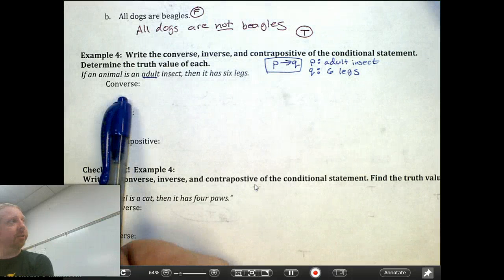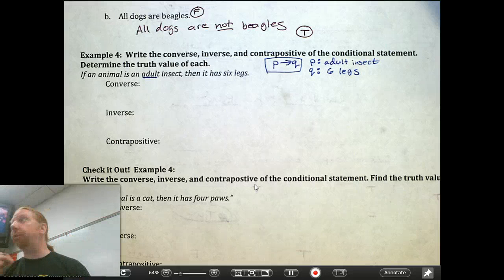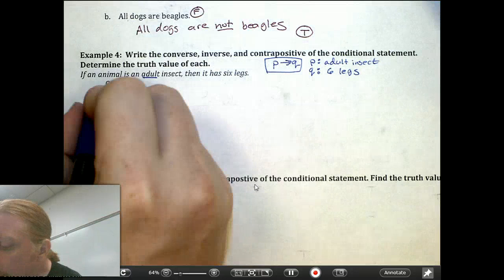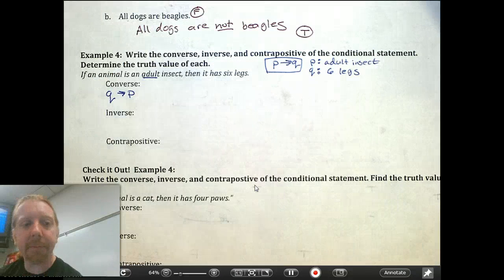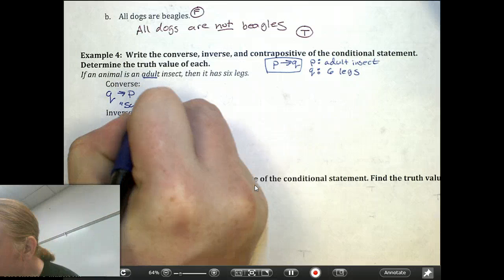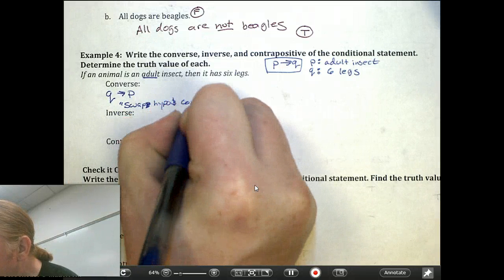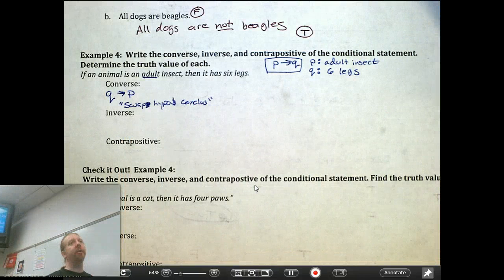Now the converse, my mnemonic on converse goes like this. When you hear the word converse, what do you think of? Shoes. You move around in shoes, tennis shoes. You run in tennis shoes. There's movement. So for the converse, I'm going to move the Q to the front and the P to the back. I'm going to swap the hypothesis and the conclusion. That's what the converse means.